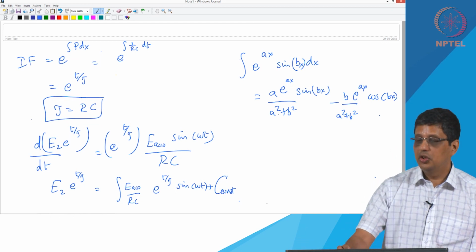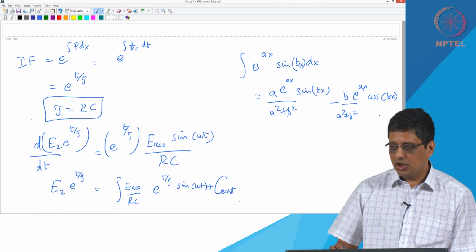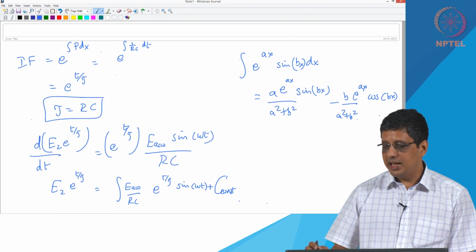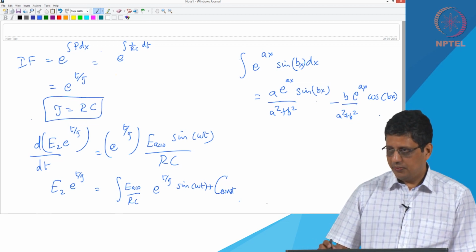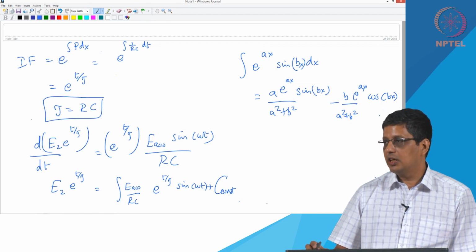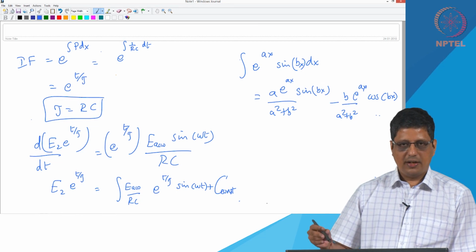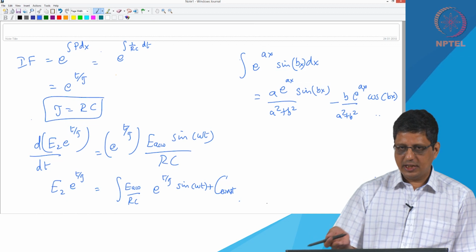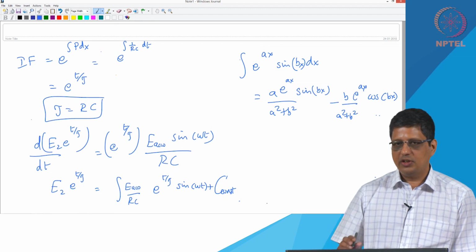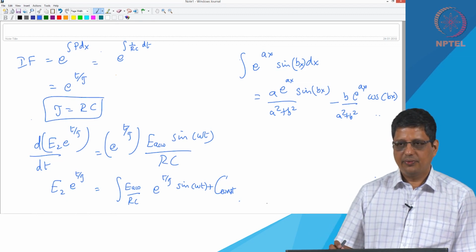That is, you are going to have a factor of a by a square plus b square and minus b by a square plus b square. You are going to have the same integrand here, you are going to have e power ax cos bx. This is after going through the derivation. An easier way for you to check is to take a derivative of this expression and then verify that it actually matches with the integrand there.